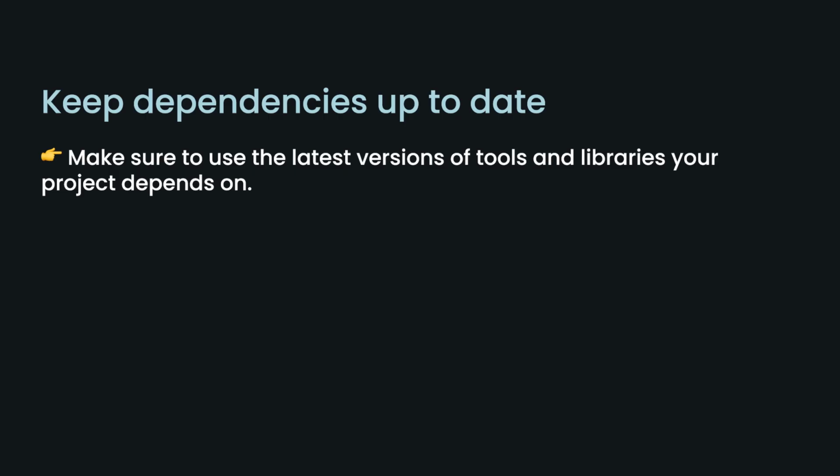In smart contract development, it's essential to keep your dependencies up to date to avoid potential security issues. Always ensure you are using the latest versions of the libraries and tools you depend on.